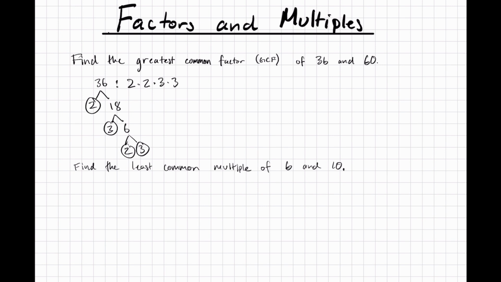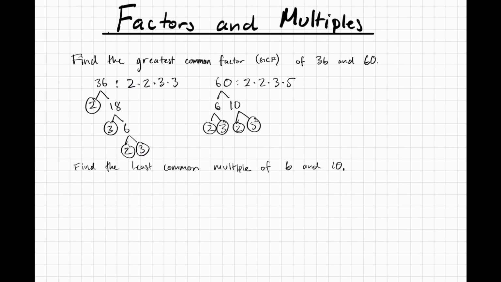Okay, now let's do that same thing for 60. 60, prime factorize it. We get 6 and 10. Okay, 6 breaks into 2 and 3. Those are both prime. Let's go to the other branch. 10 breaks into 2 and 5. Those are both prime. So 60's prime factorization is 2 times 2 times 3 times 5. Okay, we have their prime factorizations.